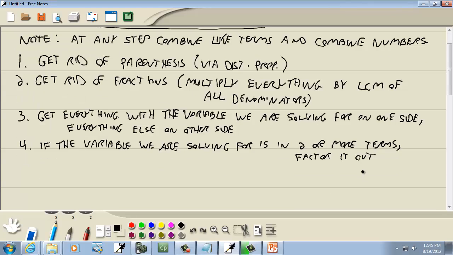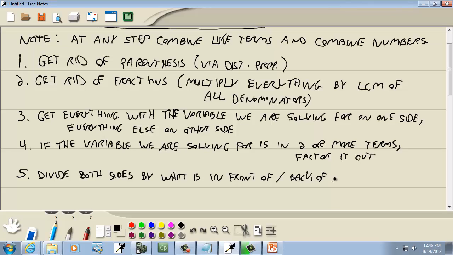And our fifth step and last one says divide both sides by what is in front of slash back of the variable we're solving for.